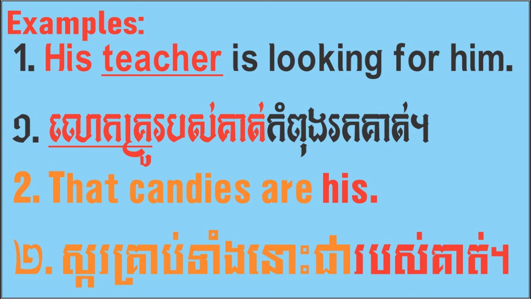Number 2: "That candies are his." "That candies are his" means "that candies are his candies." Okay? So his is used by itself. Rule number 2, his is used by itself. But actually, the possessive pronoun his plus candies is in there. It doesn't show up, but actually it is in there.